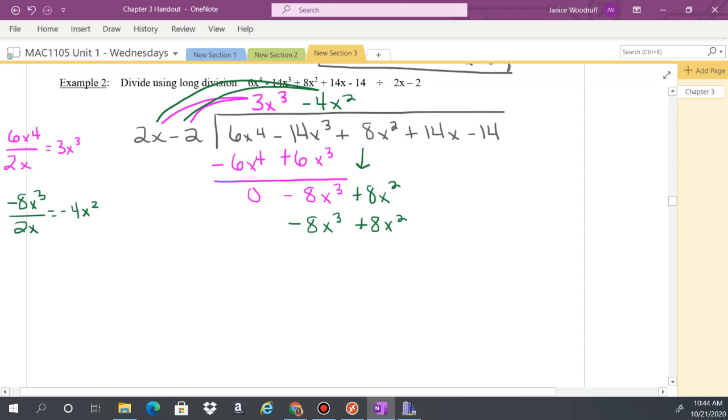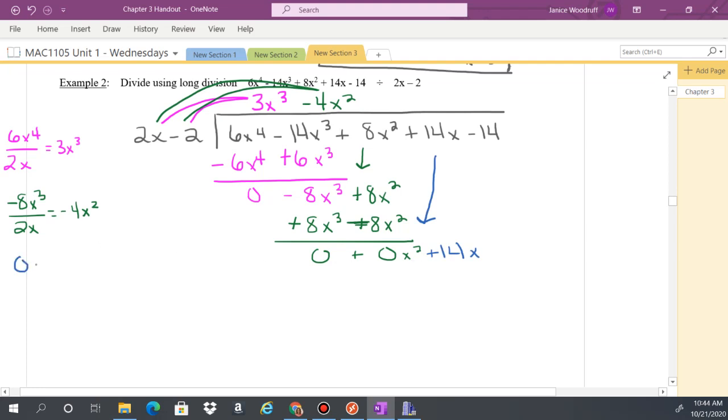Then change the signs. So this will become plus. This will now become minus. And you get 0 plus 0x squared. That's okay. Bring down your next term. Okay, the plus 14x. And then go back to step 3.